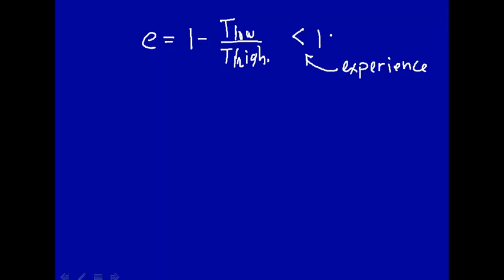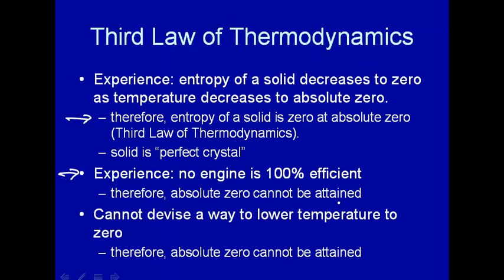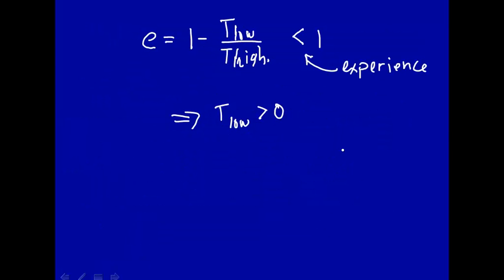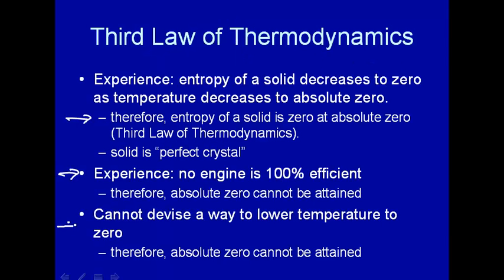We never can get a 100% efficient engine in which you convert all the heat that we put in the engine into work. So this implies that the low temperature reservoir has to be greater than 0. In other words, if this term were 0, then the efficiency would be 1, but we never see that, therefore that term must be greater than 0. Absolute 0 cannot be obtained because if it could be, then you could have a 100% efficient engine. And we don't see that. Another way to say that is that you cannot devise a way to lower the temperature to absolute 0.